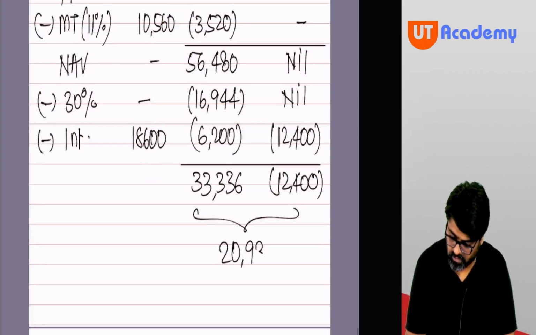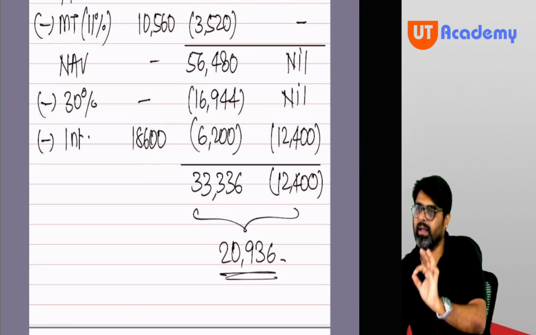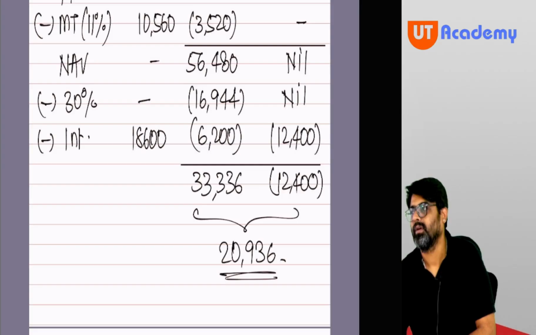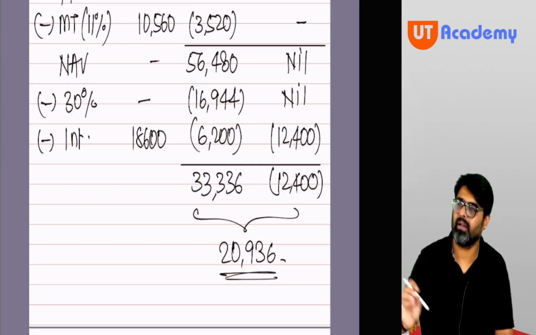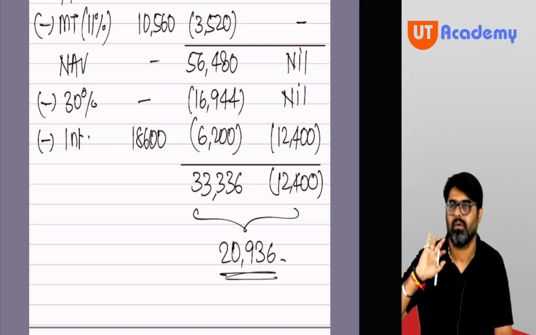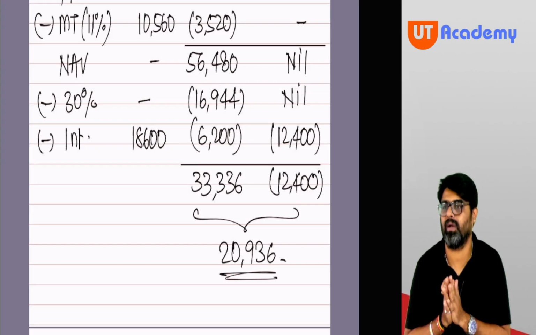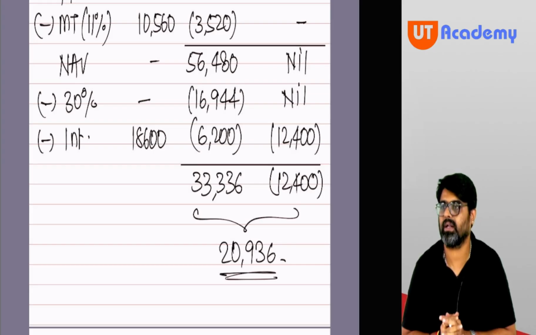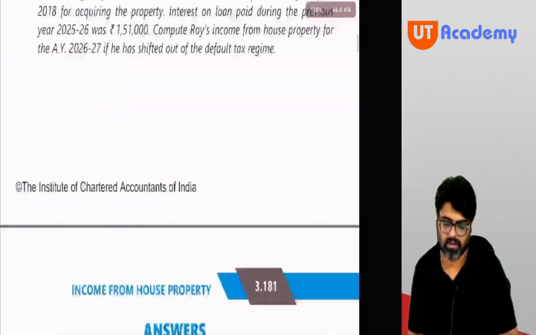33,336. Calculate the total. 20,000. Positive or negative? Where have you all committed mistakes? Only in interest. And see, the examiner will always know that this is the pain point, so they have exploited it. Please don't commit mistakes in calculating interest. Interest calculation is most important in this question. Yes or no? Now let's check the final answer. What was the question? Question number 3.